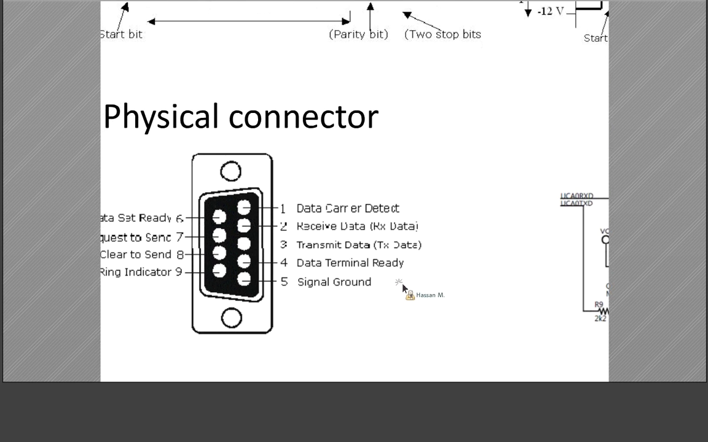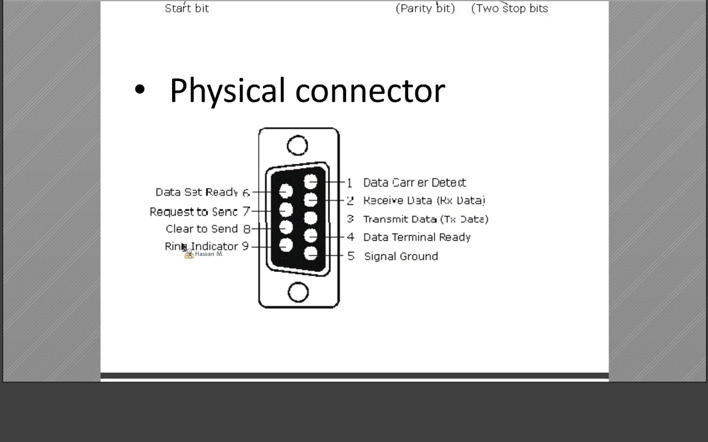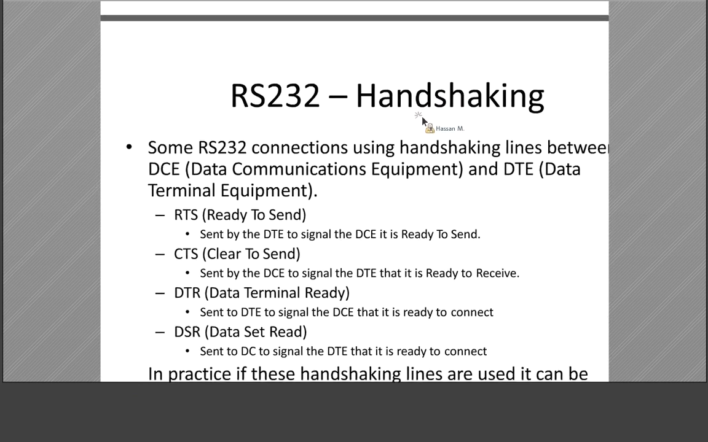Here is the physical connection, a 9 pin connector for UART. We see here is a signal ground. 2 pins, ring indicator and data carrier detect, aren't used. Then these 6 pins: data set ready, request to send, clear to send, transmit data may be used. I zoomed it out.